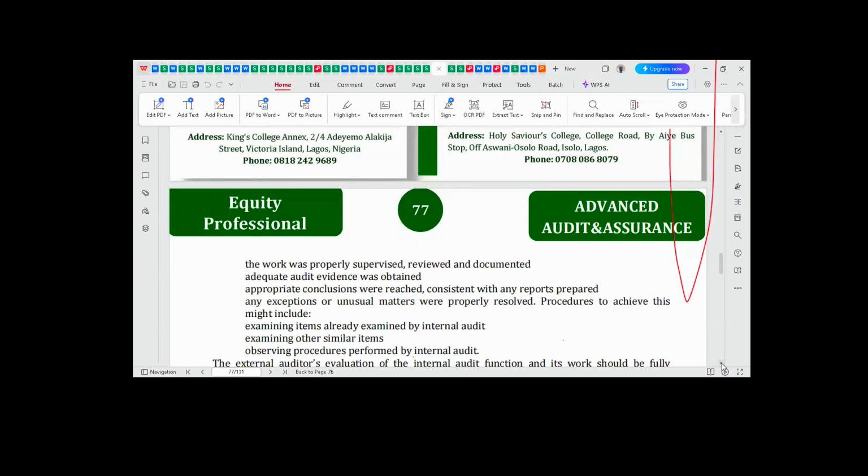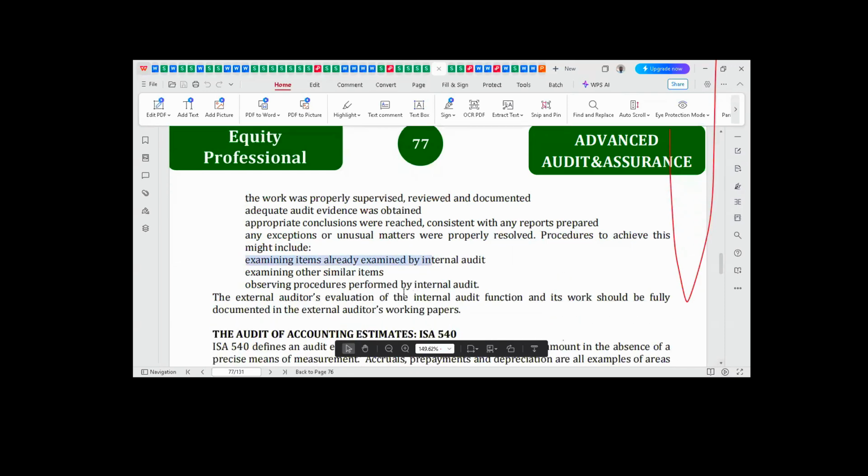They will look at how they arrive at the conclusions, and if there are exceptions on matters and how those matters were resolved. You need to look at it. Sometimes you need to examine items already examined by internal auditors, just for them to be double sure with performance. Sometimes they will need to examine other similar items. And sometimes they will need to observe procedures performed by the internal auditors.